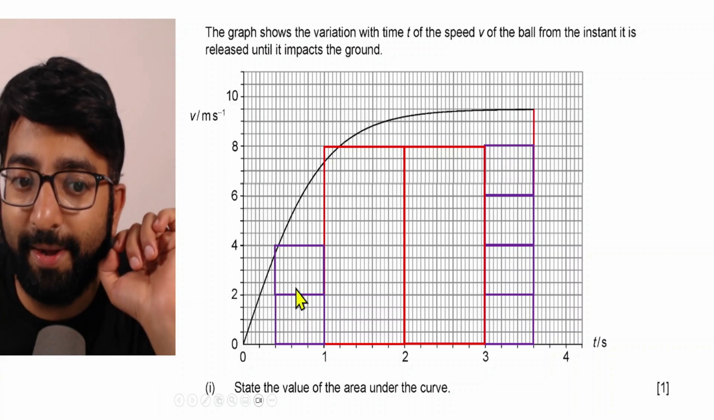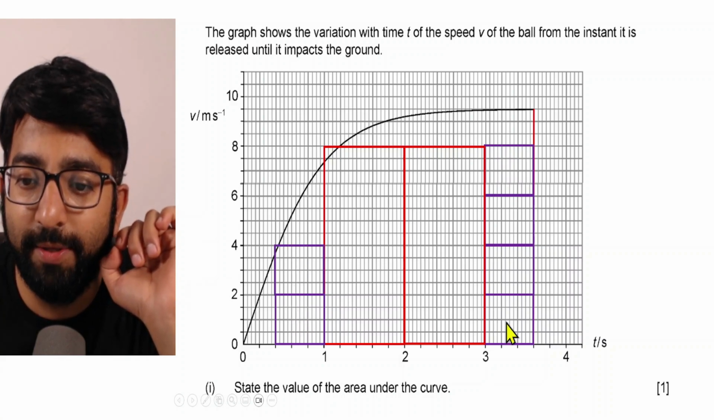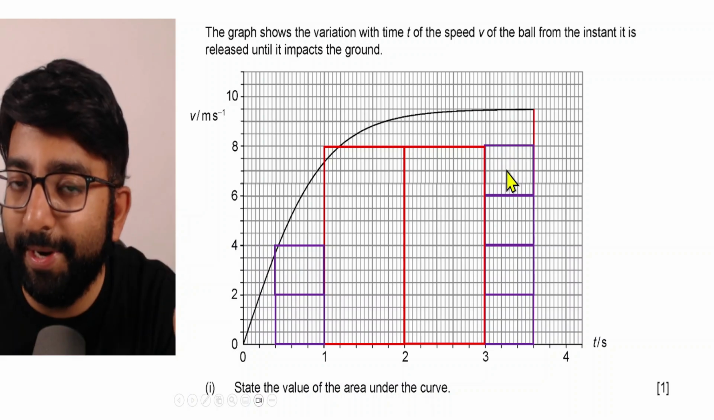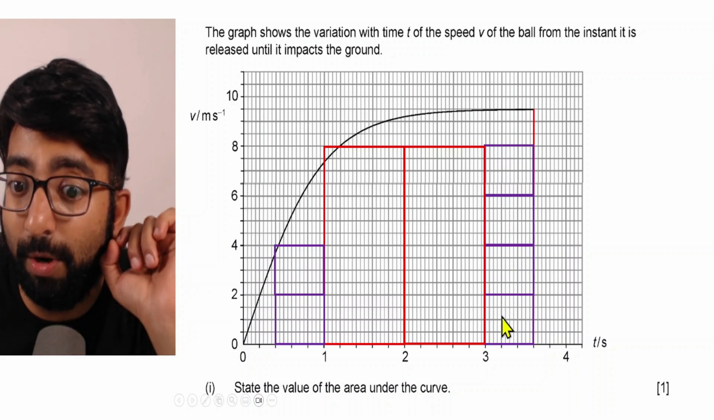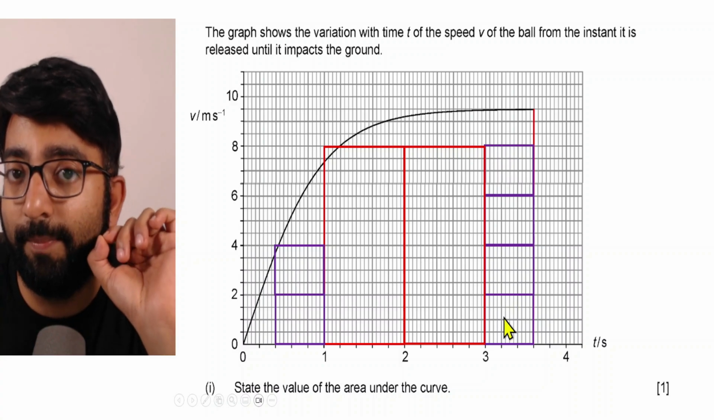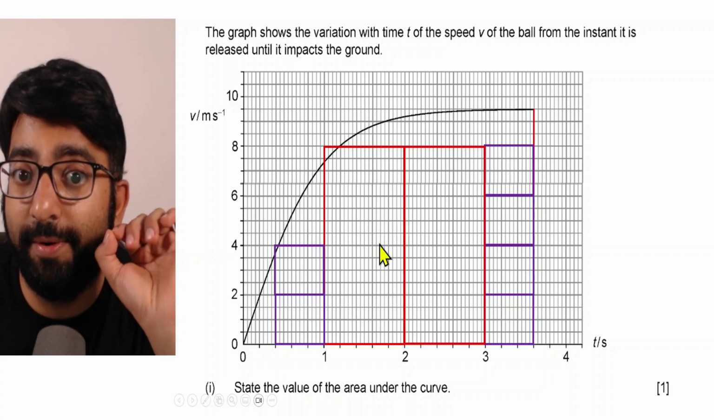So how many purple rectangles are there? Let's count. 1, 2, 3, 4, 5, 6. So all we need to do is find the area of the small purple rectangle and then just multiply it by 6. Now let us try to focus on the remaining region.